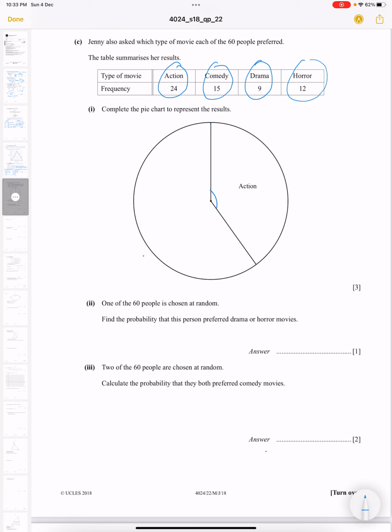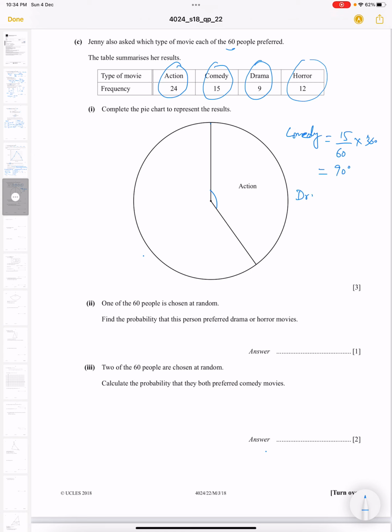First, we need to find out what angle of sector each value will represent. Like for comedy, it will be 15 over 60, where 60 means total people, multiplied by 360, since we have to convert them to an angle out of 360. So we get 90 degrees.